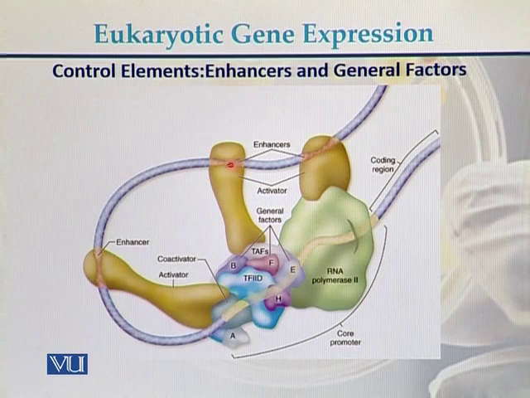So here are the enhancers. This is the sequence of the DNA. Here is an enhancer, there is another enhancer here and another enhancer here. So enhancers are those sequences. Due to the presence of an enhancer, the expression of the eukaryotic genes increases.